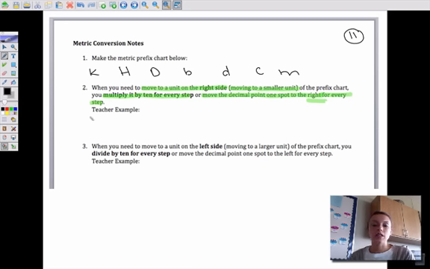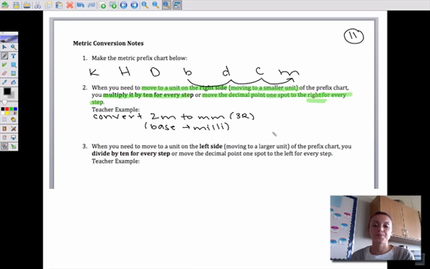So, for example, say we wanted to convert 2 meters to millimeters. That means we're going from our base unit to milli. So we're going to start here at our base unit and go 1, 2, 3 steps to the right to get to milli. And I'm going to write myself a note next to this. So I'm going to say we moved 3 spots to the right.